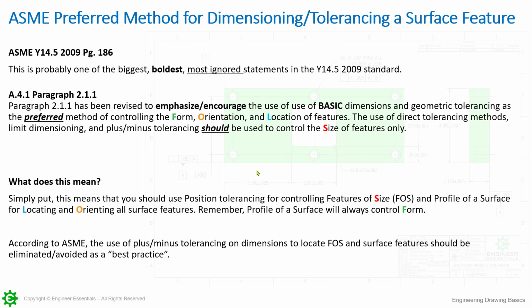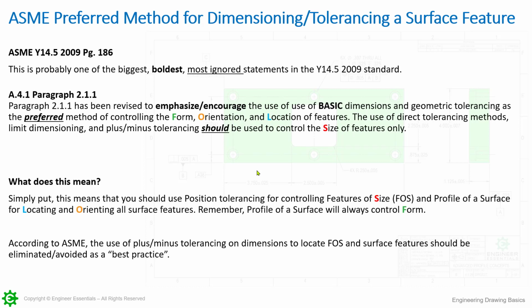What I've stated up here is probably one of the biggest, boldest, most ignored statements in the Y14.5 2009 standard. Personally, I think it goes unread by many. It took me a long time to even catch it myself. It is A.4.1, paragraph 2.1.1. It states that paragraph 2.1.1 has been revised to emphasize or encourage the use of basic dimensions and geometric tolerancing as the preferred method for controlling the form, the orientation, and the location of features.